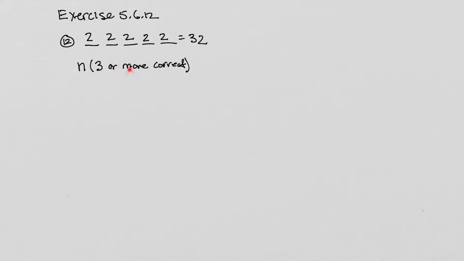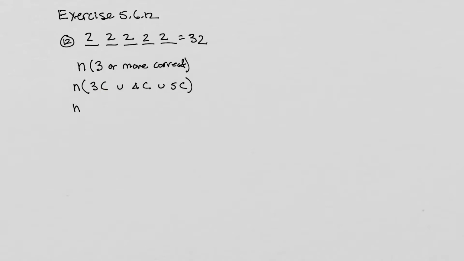Now, 3 or more, that's the same as at least 3. So how do we get 3 or more correct? Well, what we could do here is this. We could get 3 correct, or 4 correct, or 5 correct. But now, of course, what I want to do is get these corrects in terms of all the possible things that could happen. An answer could be correct or not correct.